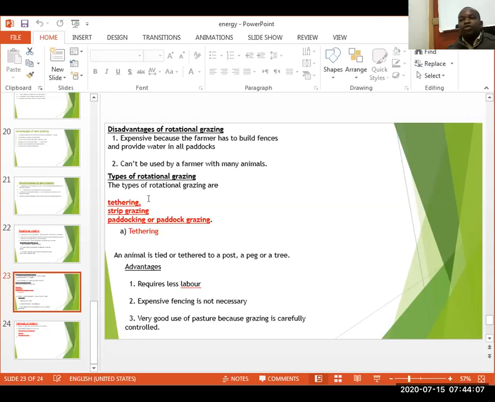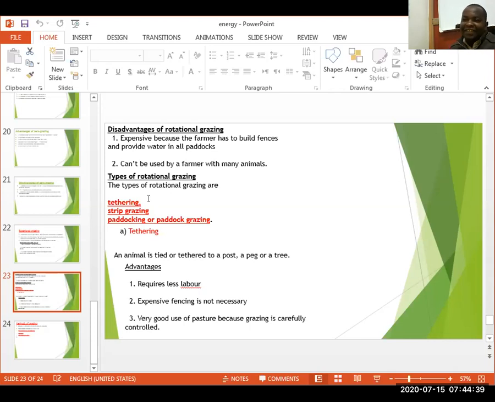The types of rotational grazing. The types of rotational grazing are tethering, strip grazing, and paddocking, or paddock grazing. Now, we begin with the first type of rotational grazing, tethering. In tethering, an animal is tied or tethered to a post, a peg, or a tree.